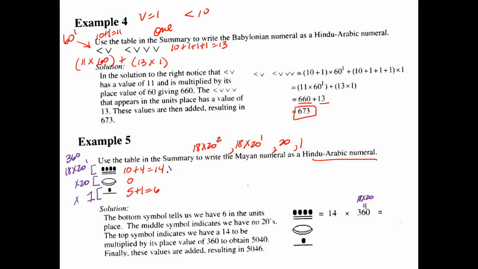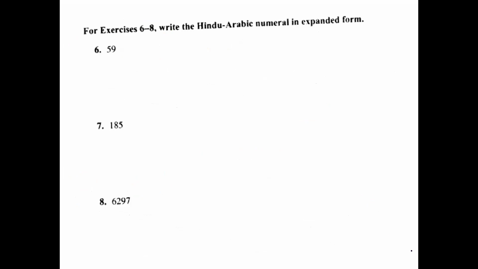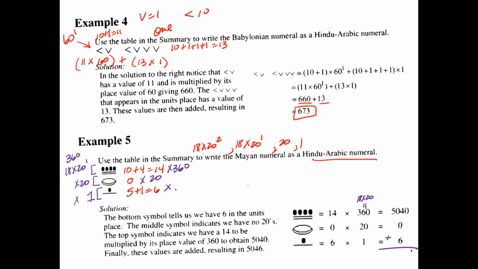So you're going to do 14 times 360, 0 times 20, 6 times 1. And you're going to add everything together, which your total is going to give you 5,046 as your answer.